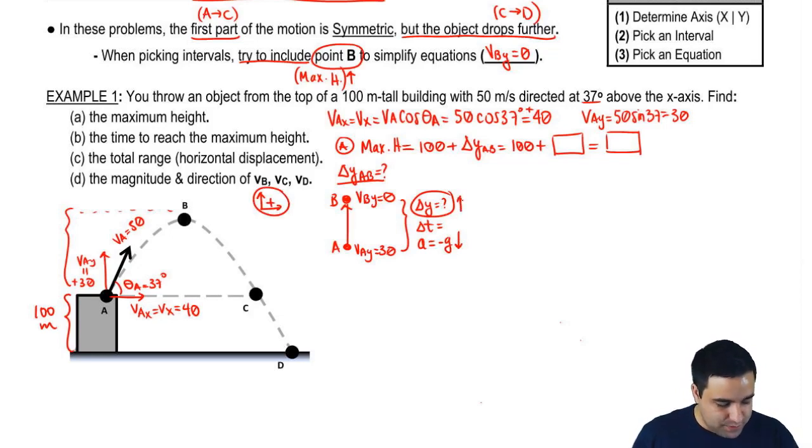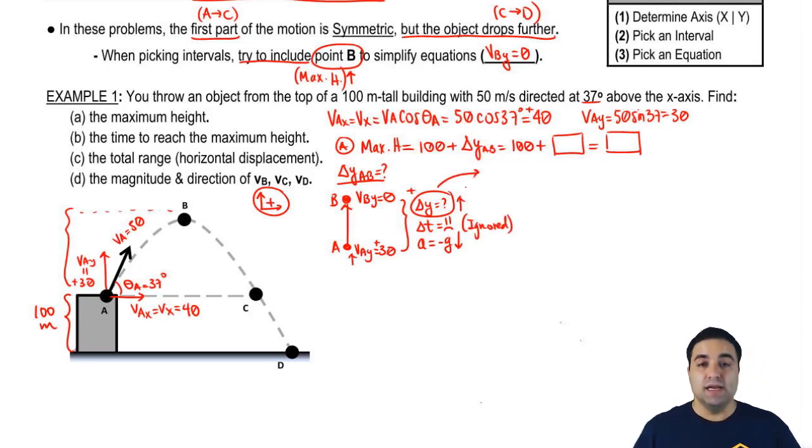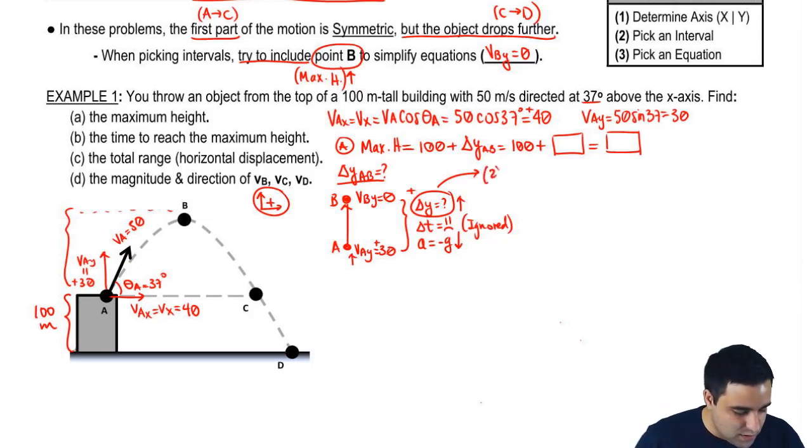Delta y is going up, so it should get a positive. This velocity is going up, so this is a positive. And I don't know time, but that's okay because I already know 3 out of 5 variables. So time is simply my ignored variable, but I'm still able to find delta y. Since time is my ignored variable, that means that I'm going to use the second equation to solve this.